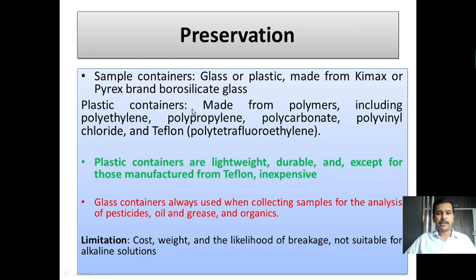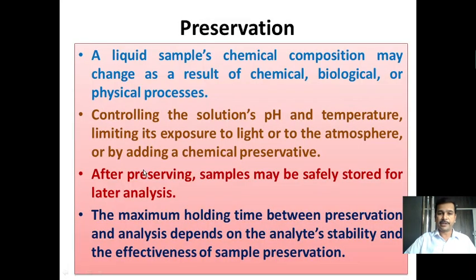So, sample containers made of plastic or glass are used equally. But when we intend to collect the water sample for analyzing alkali salts or alkali species or alkaline species, we do not prefer glass containers, but we will prefer plastic containers. And we also know that any liquid sample or any water sample you have collected, its composition keeps on varying. Why? Because as a result of chemical or biological or physical processes in the container in which the sample is preserved, the composition will also be varying.